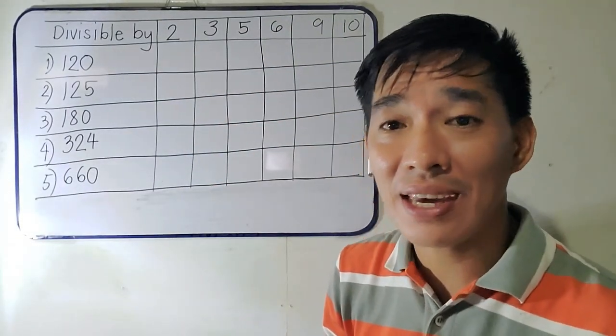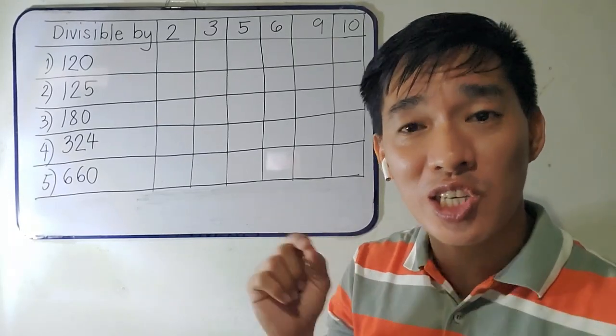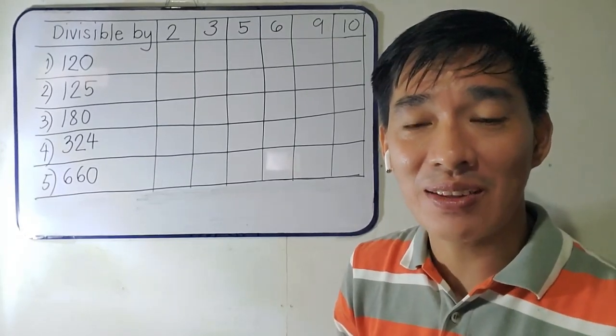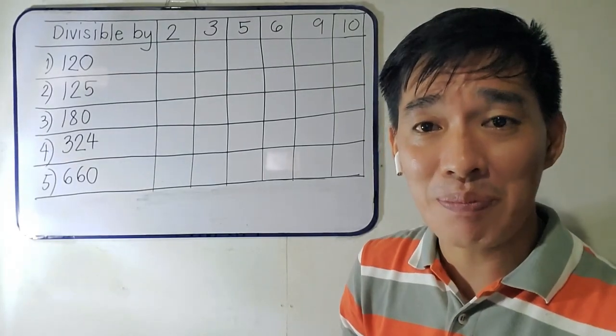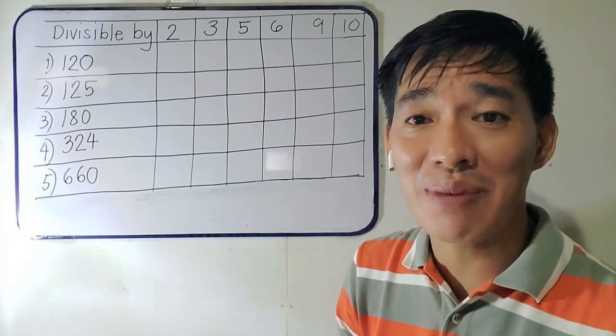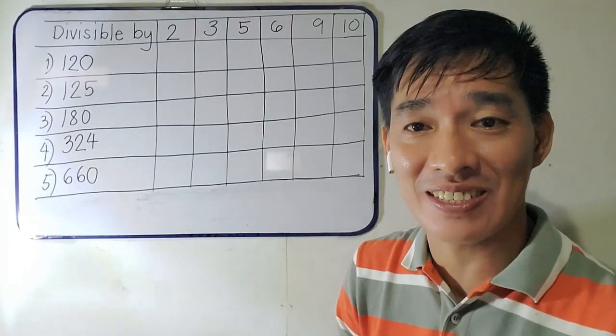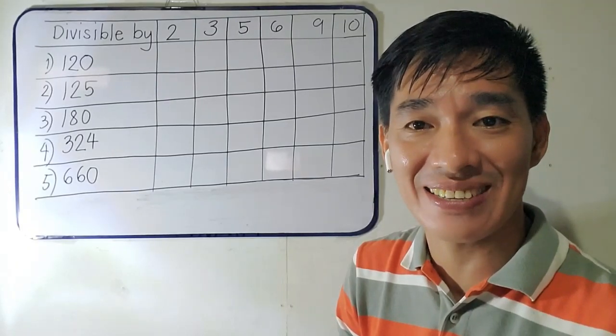or check if it is divisible. X if it is not divisible, check if it is divisible. So that's the only thing that you have to do. Get your notebook, grab a pen, and answer our first activity. I'll go back to you later for the answers. Pause this video and answer your first activity.